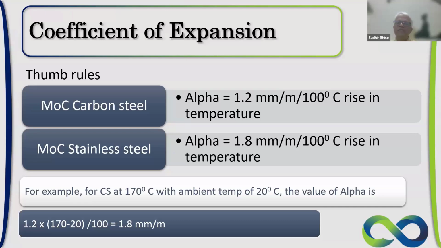Now, the 20 degrees Celsius ambient temperature may vary from region to region. Suppose you are in India, 20 degrees Celsius ambient temperature is good enough. Suppose you are in the Gulf, what do you expect? 33. Okay, you are operating at 33. MOC stands for material of construction.